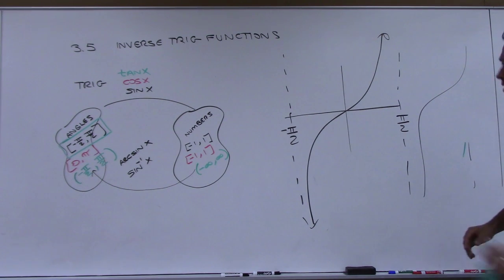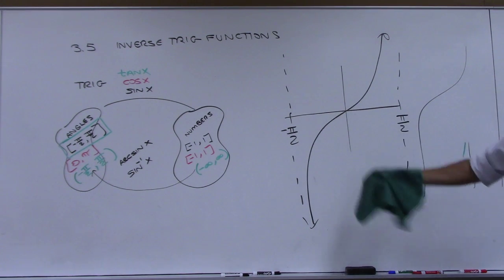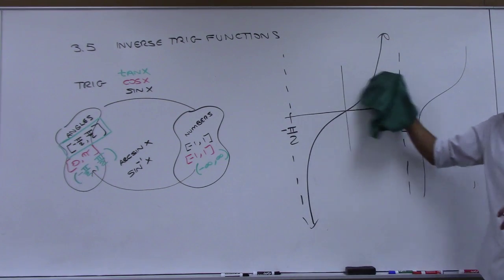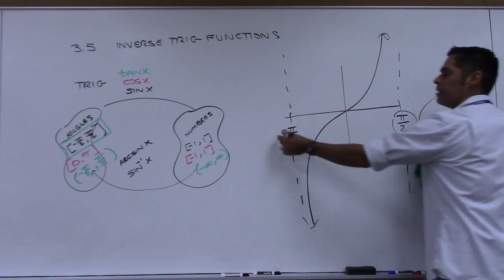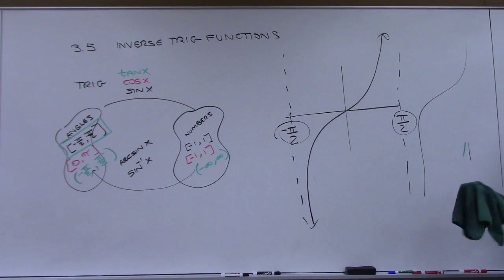Done. All right? Now, you need to be very familiar with the way that, especially tangent, this whole relationship here and what's happening at pi over 2, negative pi over 2. That'll help you out in Cal 2 for sure.